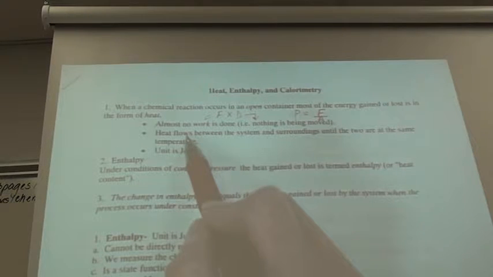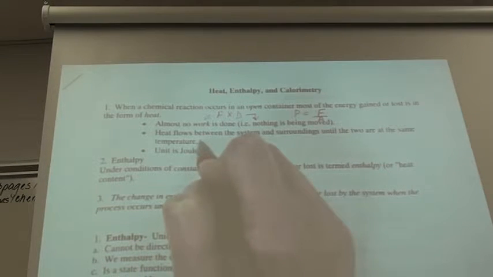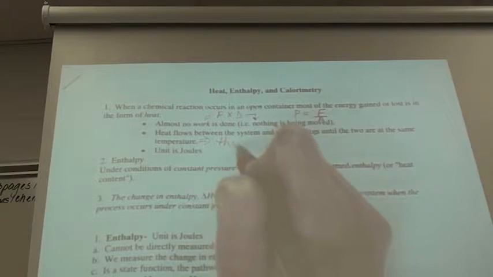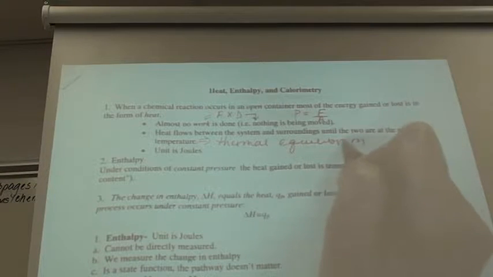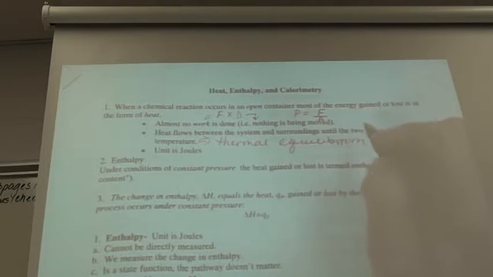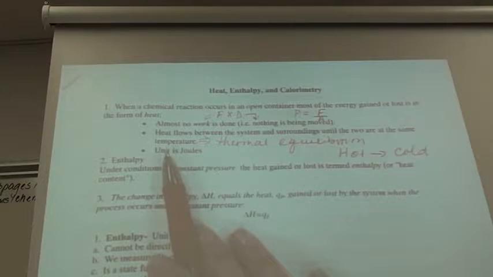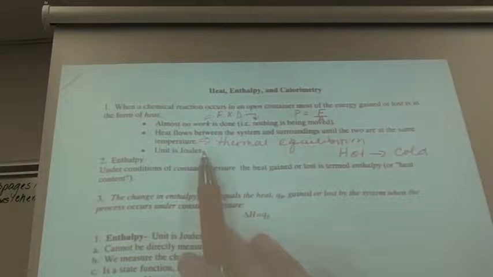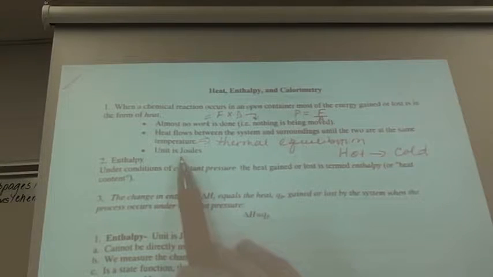Now, we do have heat flowing between the systems and the surroundings until they come to the same temperature. When they come to the same temperature, it is said that they are at thermal equilibrium. One of the things that you recall from your reading is that heat always goes from hot to cold, despite what you think. The SI unit that we'll be using when we talk about heat is a joule. A joule is a teeny tiny unit. Most likely we'll be talking about a kilojoule.